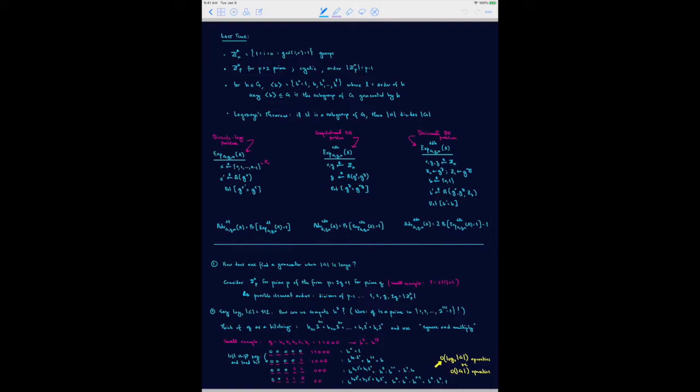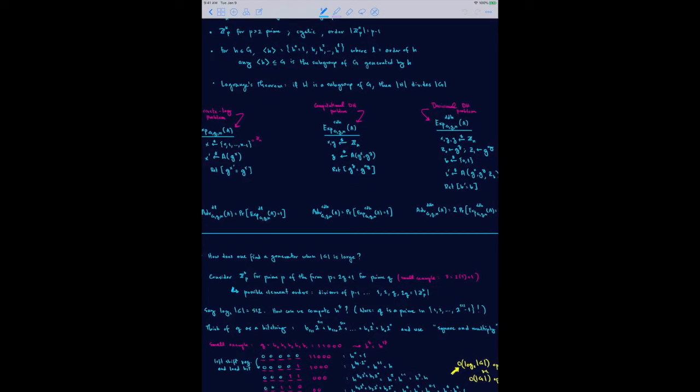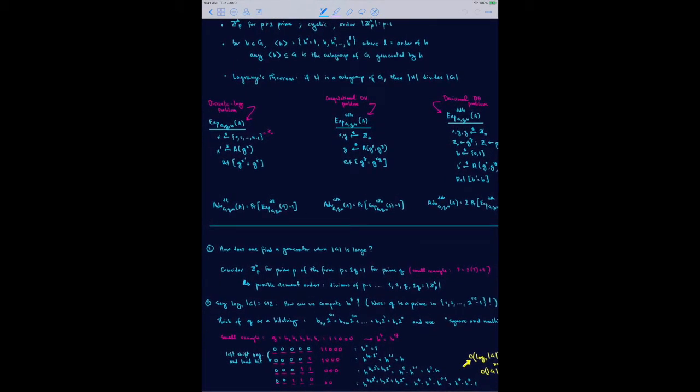Well, okay, let's look at a specific example. Let's consider Z star P, for a prime P of the special form that we talked about last time, these so-called safe primes. And we'll see why they're called safe primes today. We have a prime of the form P equals 2Q plus 1, where Q itself is a prime. As a very small example, 7 is a prime of this form because 7 is 2 times 3 plus 1, so here Q is 3.